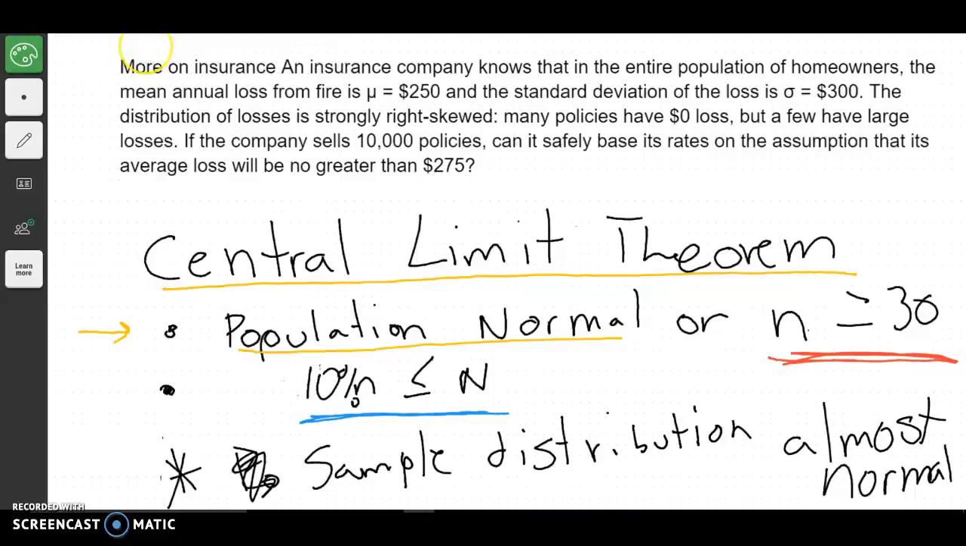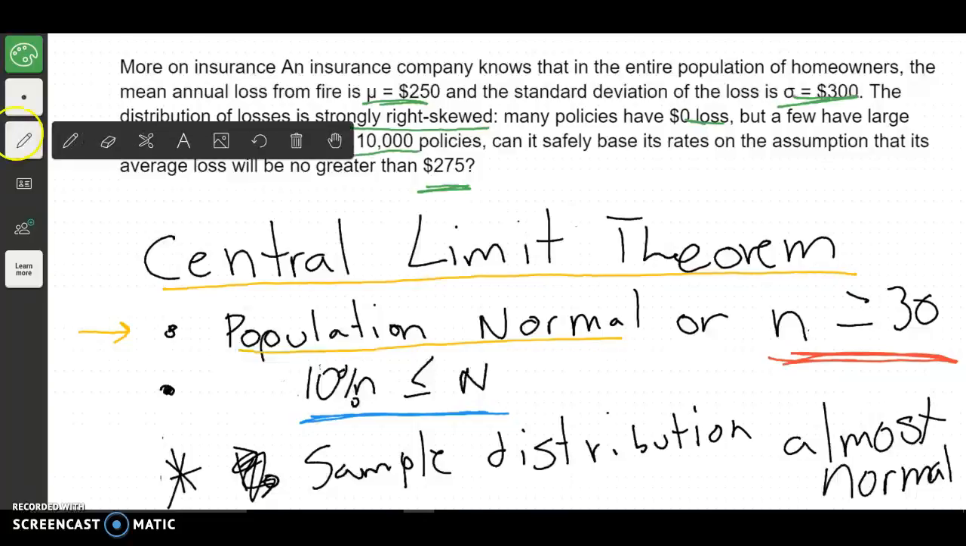We're going to read through this problem and try to figure out what we can do. It says, more on insurance. An insurance company knows that in an entire population of homeowners, the mean loss will be this. They know the standard deviation for loss will be that. The reason the standard deviation is bigger than the mean is because this is strongly skewed to the right, just like the population we dealt with yesterday. Many policies have zero loss and few have great losses. If the company sells 10,000 policies, can it be a safe bet that we won't have a loss greater than 275? So we need to figure out, can the normal person not lose more than 275?